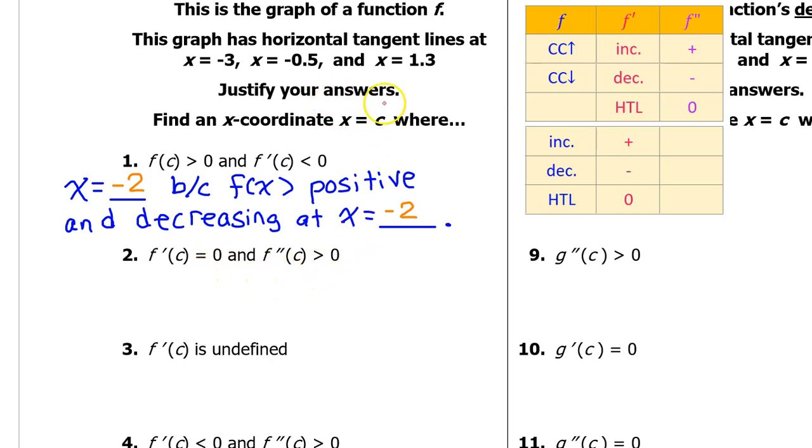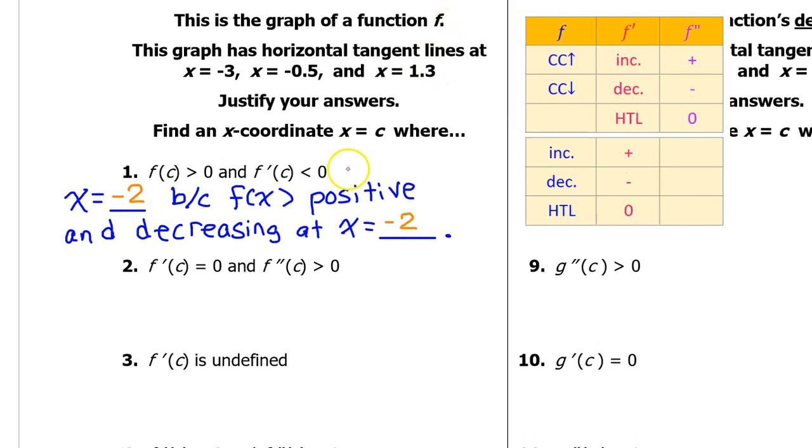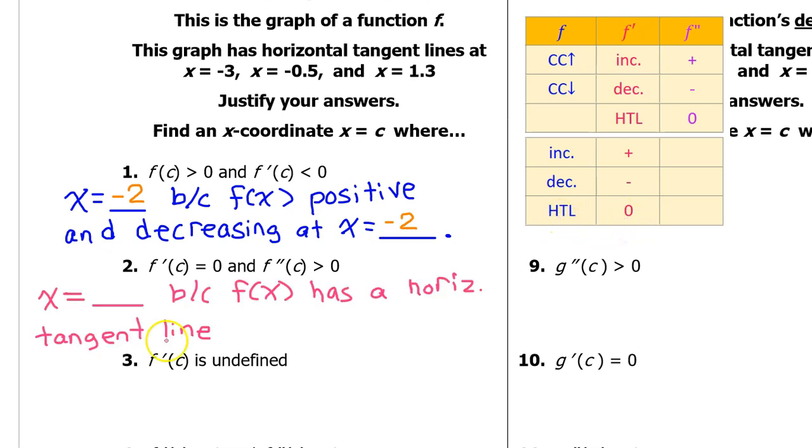Our justification has to be based on f. We know that if f prime is equal to 0, then f has a horizontal tangent line. So x equals blank because f of x has a horizontal tangent line. By the way, you're not allowed to actually say HTL. I couldn't fit horizontal tangent line on my chart, so I put HTL, but this is not an accepted College Board abbreviation, so you're going to have to write it out.